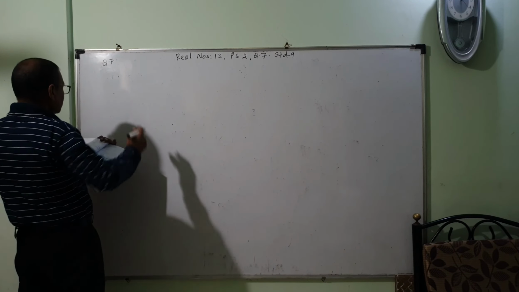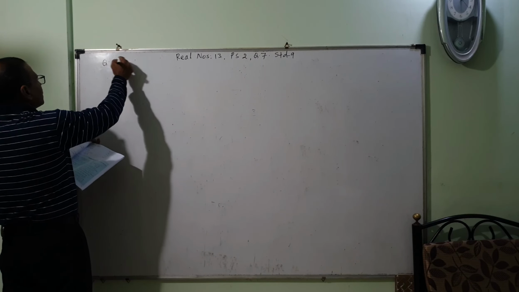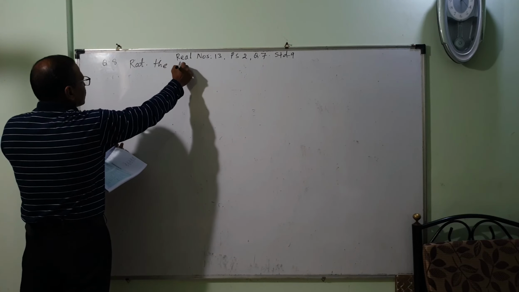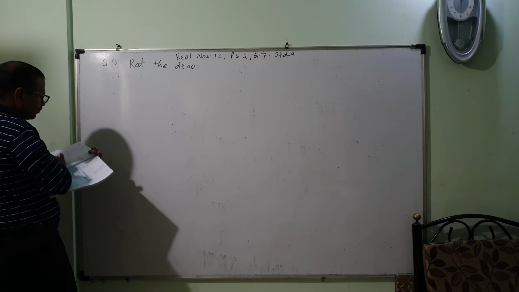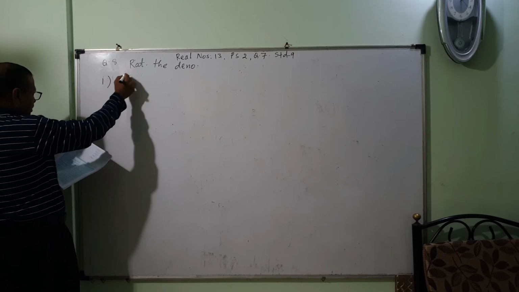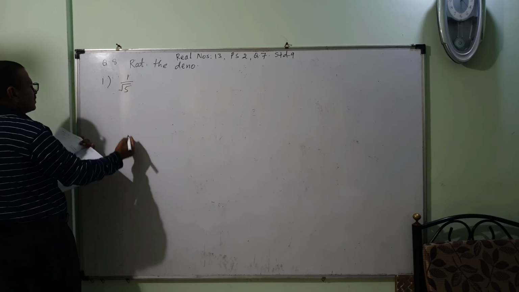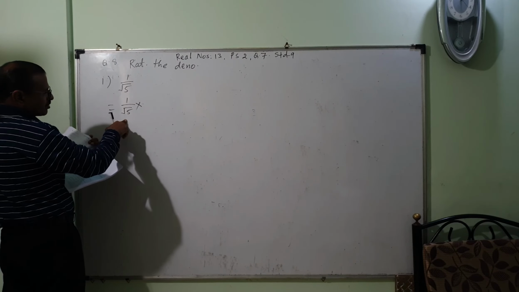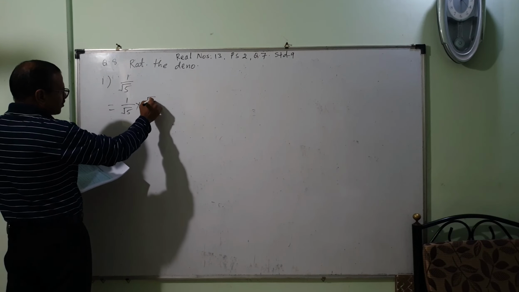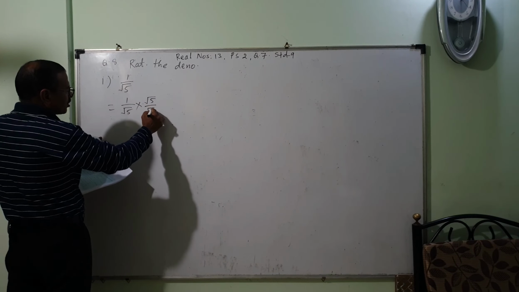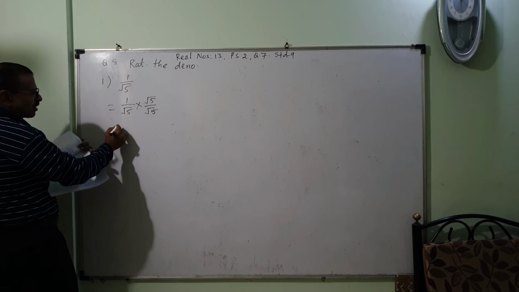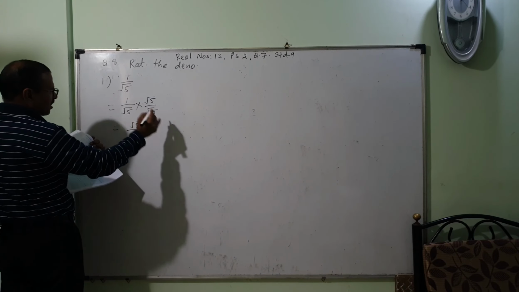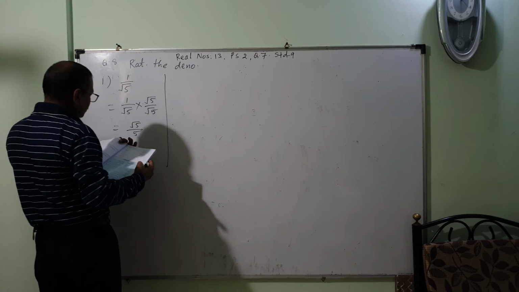Now question number 8. Rationalize the denominator. Write the denominator, rationalize the denominator. Out of that, the first one is 1 upon root 5. That is equal to 1 upon root 5 into denominator is root 5. So I need root 5 to multiply. I have to multiply to the denominator as well as the numerator. So root 5 into 1 is root 5 and root 5 into root 5 is 5. So this way this sum is over.